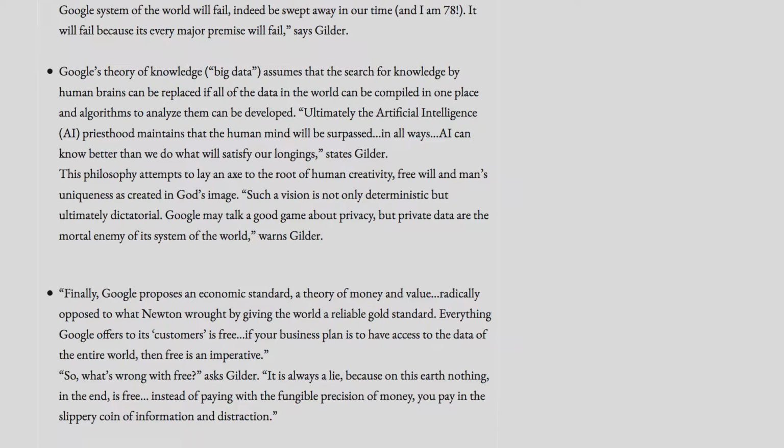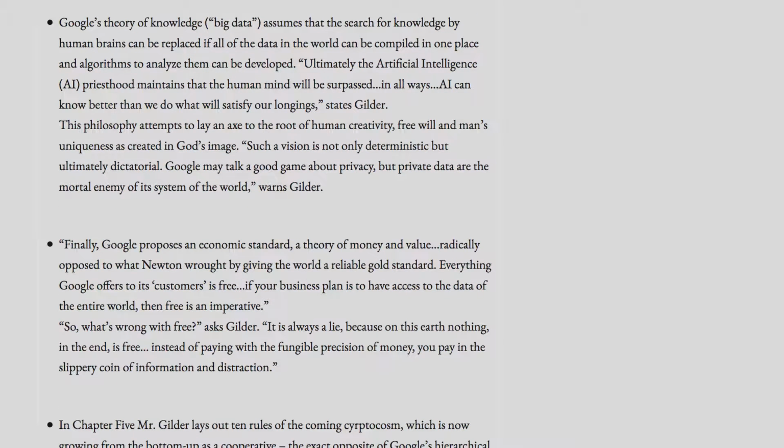Google's theory of knowledge, big data, assumes that the search for knowledge by human brains can be replaced if all of the data in the world can be compiled in one place and algorithms to analyze them can be developed. "Ultimately, the artificial intelligence priesthood maintains that the human mind will be surpassed in all ways. AI can know better than we do what will satisfy our longings," states Gilder.